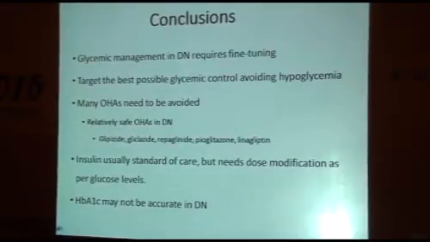Coming to conclusions, glycemic management in diabetic nephropathy requires fine-tuning. We target the best possible glycemic control, avoiding hyperglycemia. Many OHAs need to be avoided. Relatively safe OHAs in diabetic nephropathy include glipizide, gliclazide, repaglinide, pioglitazone, linagliptin. Insulin is usually the standard of care but needs dose modification as per the glucose levels, and HbA1c may not be accurate in diabetic nephropathy.